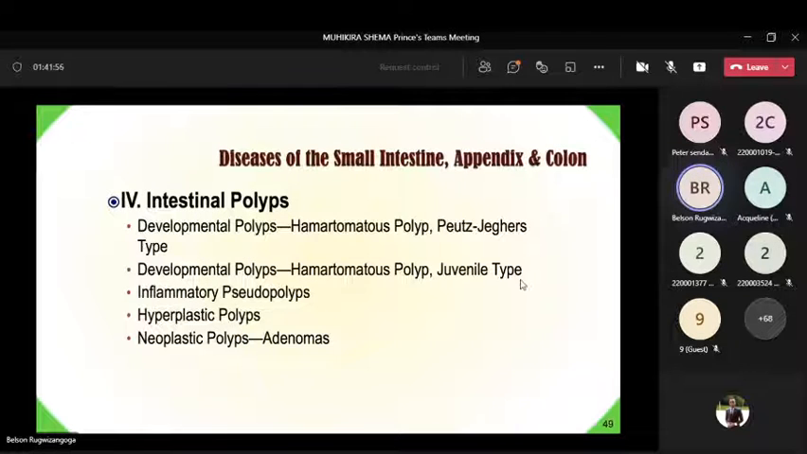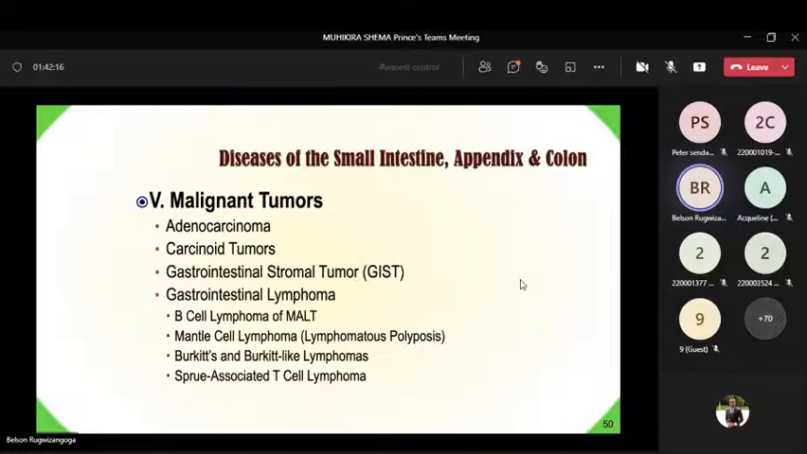So intestinal polyps can be developmental polyps, meaning someone is born with them, and then inflammatory polyps, hyperplastic polyps, and neoplastic polyps, which we call adenoma when they are benign. Adenomas exist especially in the large intestine.